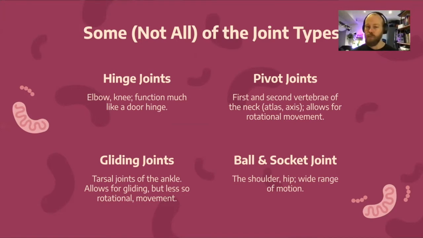Pivot joints, your best example is the atlas and the axis. Lets me move like this. Gliding joints, tarsal joint of the ankle. It tends to do a good job of gliding. It's not so good at rotating and such.